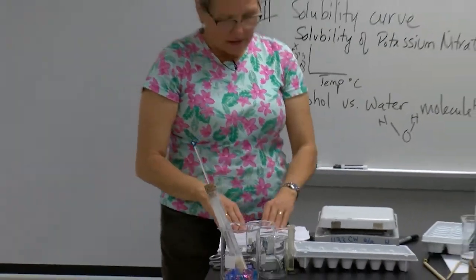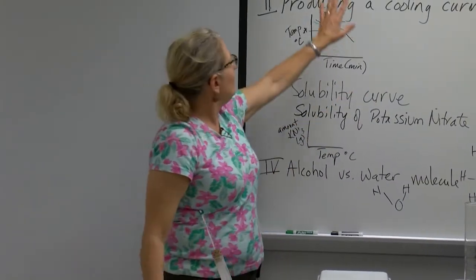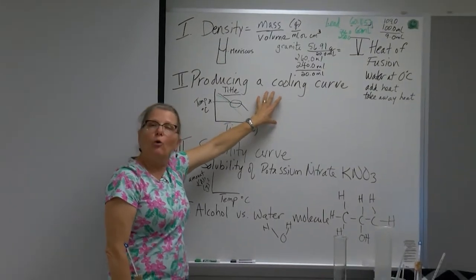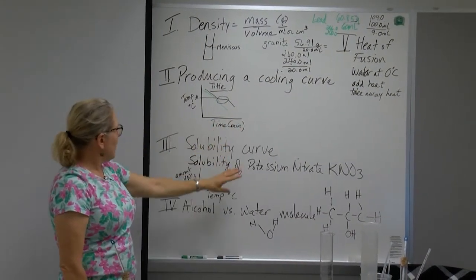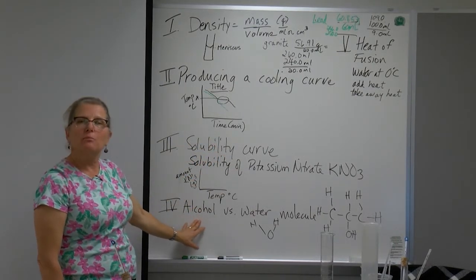So, the Properties of Matter lab is basically 4 parts. You're going to be doing the density calculations. You're going to be producing a cooling curve with the data that I give you. You're going to be making a solubility curve, and you're going to be doing this very last problem.